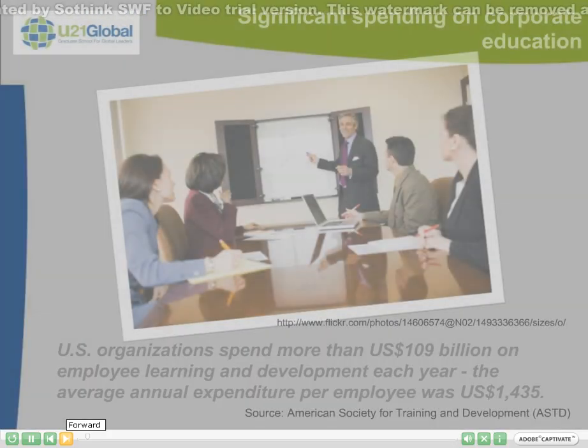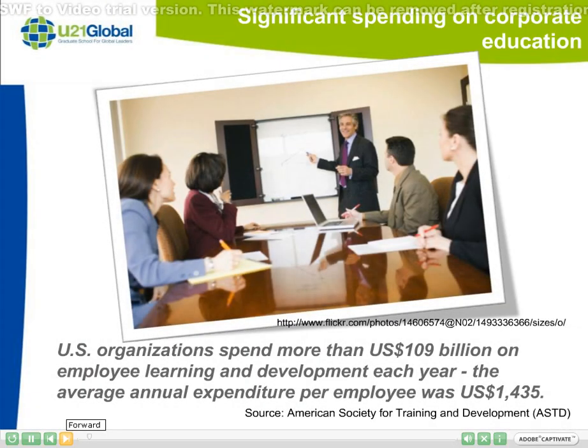Many companies spend a significant amount of money on training and development. The American Society for Training and Development estimates that US organizations spend almost 109 billion US dollars per year. That's the equivalent of 1,435 US dollars per employee per year.